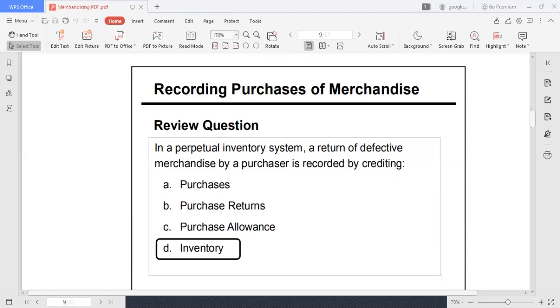Review question: in a perpetual inventory system, a return of defective merchandise purchased is recorded by crediting. Of course, the answer is inventory account. So these three, yung purchases, purchase returns, and purchase allowance, ginagamit po ang account title na ito under the periodic system. But under the perpetual system, what you are using is inventory account lang.